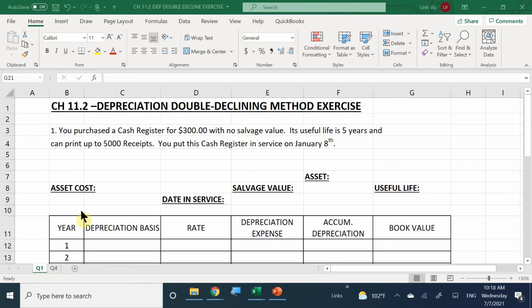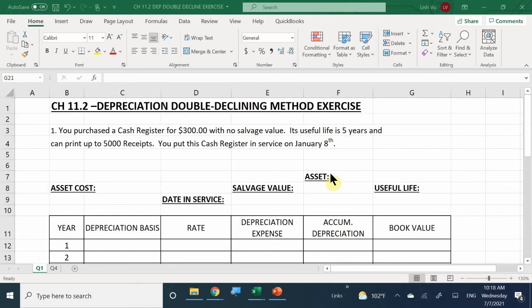Its useful life is 5 years, and its capacity can create up to 5,000 receipts. And again, you put this cash register into service as of January 8th. So let's go ahead and fill this table here.